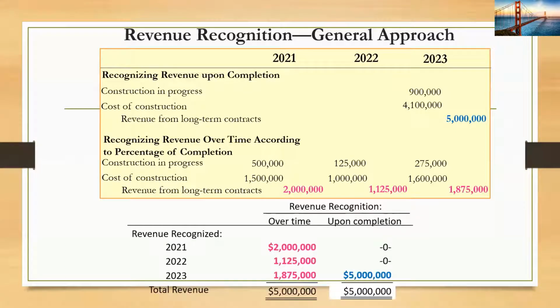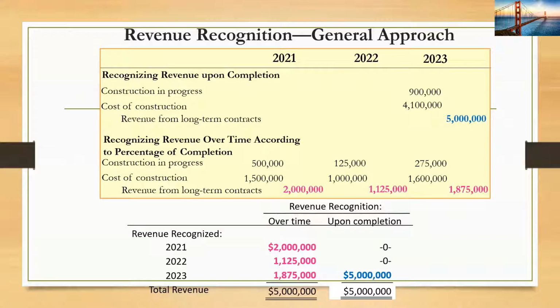Second, notice that regardless of the timing of revenue recognition, we add gross profit, which is the difference between revenue and cost, to the CIP asset. Regardless of the timing of revenue recognition, we add gross profit to the CIP asset. That seems odd. Why add profit to what is essentially an inventory account?